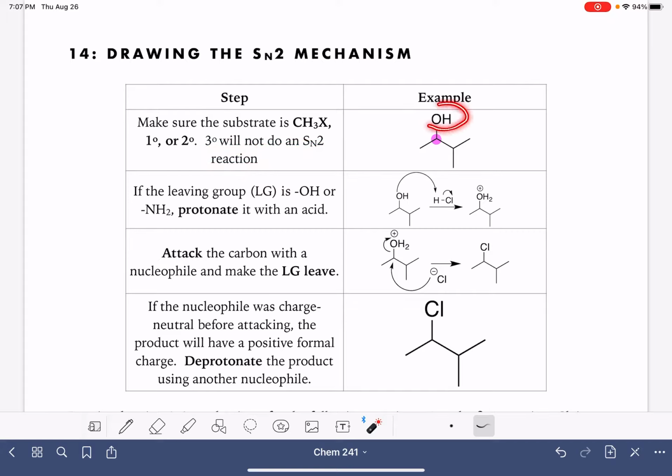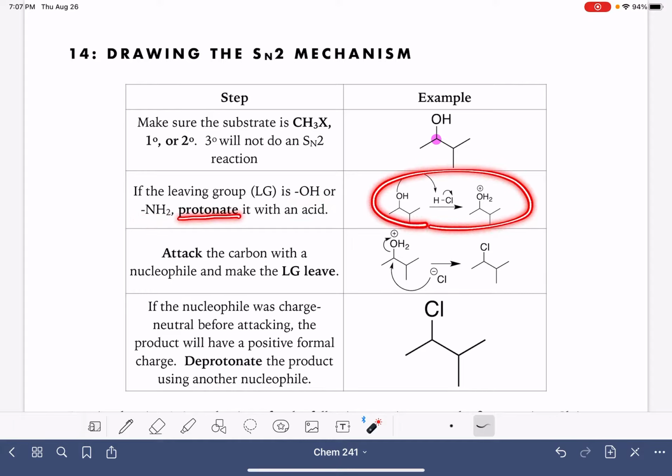Now, if our leaving group is either OH or NH2, we've got this extra step that we need to add, and we're not always going to need this step. If the leaving group is anything other than OH or NH2, we're just going to skip this step completely. But if the leaving group is OH or NH2, that makes it a bad leaving group. And before we can proceed with the reaction, we have to turn it into a good leaving group. We'll do that by protonating it with an acid.